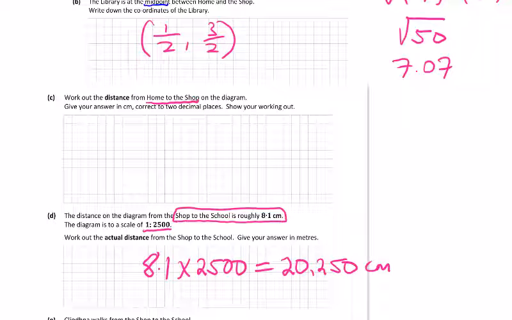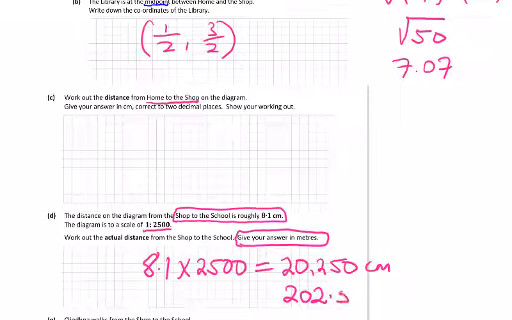Now obviously when you get these questions, read them carefully. The answer is in meters. How do you change centimeters to meters? Divide by 100. Just move the decimal 2 places. 202.5 meters. Or imagine the decimal is here and you're moving it in 2 places.